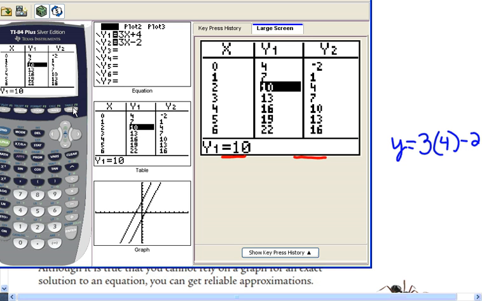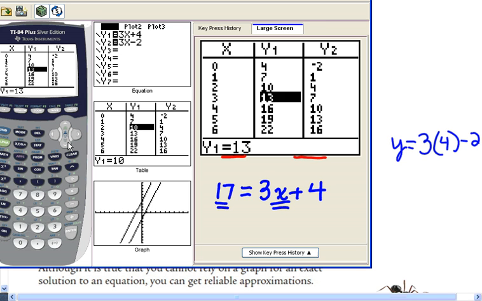So let's say I wanted to solve this equation. 17 is equal to 3x plus 4. So I'm looking for an x value that makes my y value equal to 17. So I'm going to go down, and right there my y value is 60, which is pretty close to the right answer. So I can tell right now my x value is just a little bit more than that.